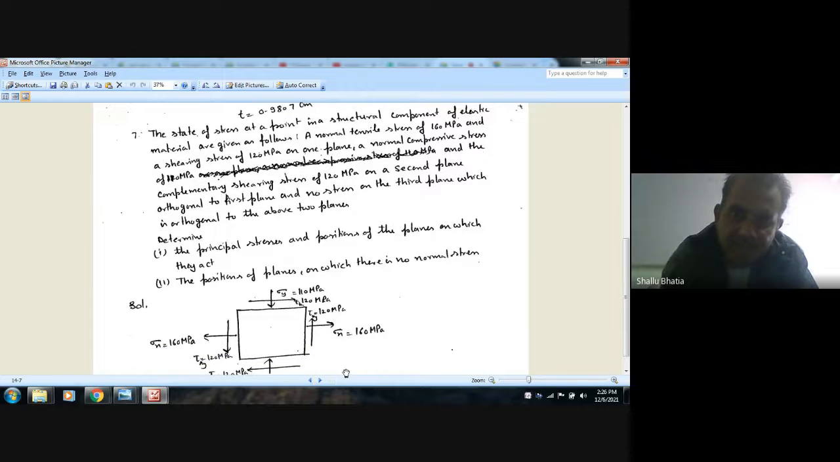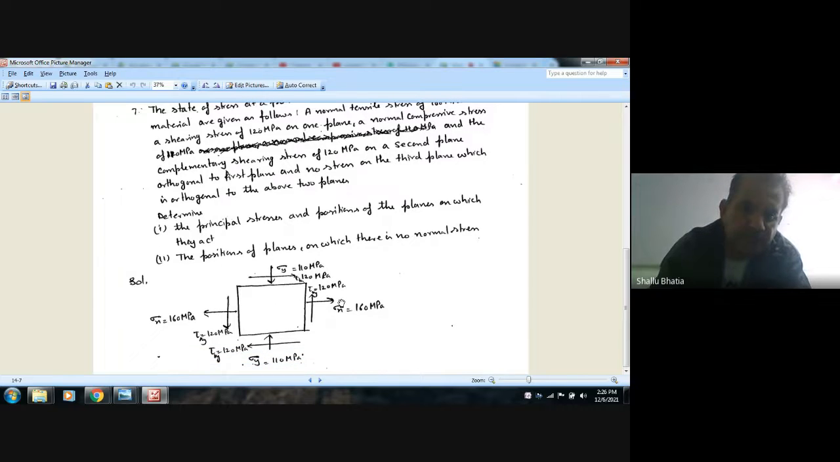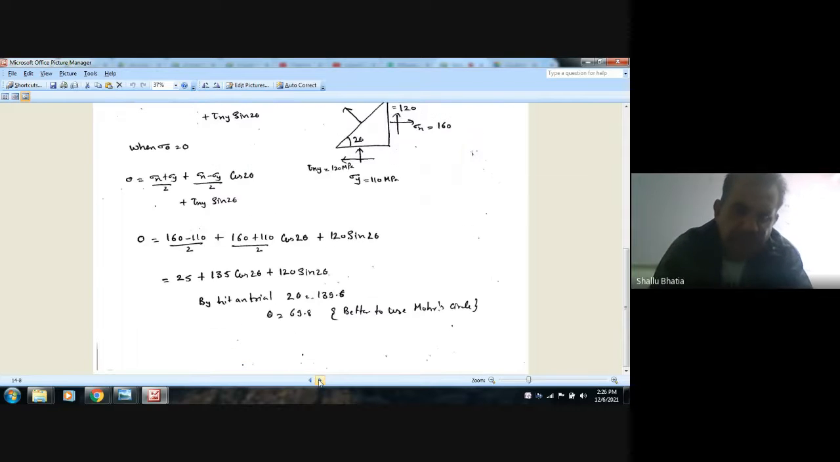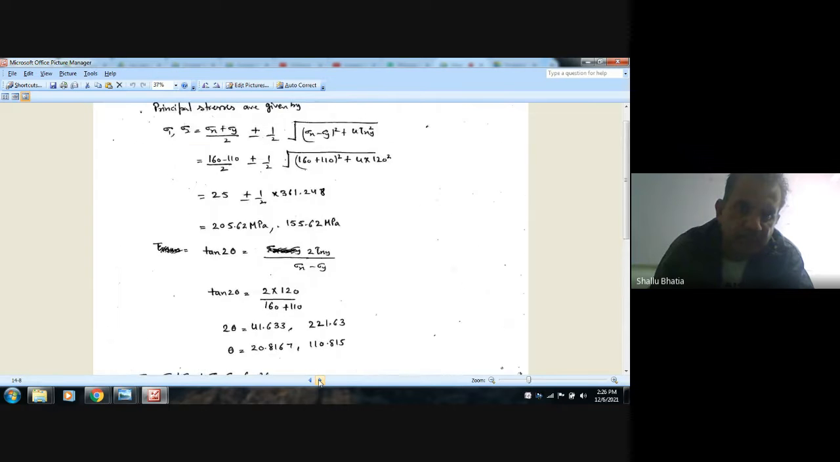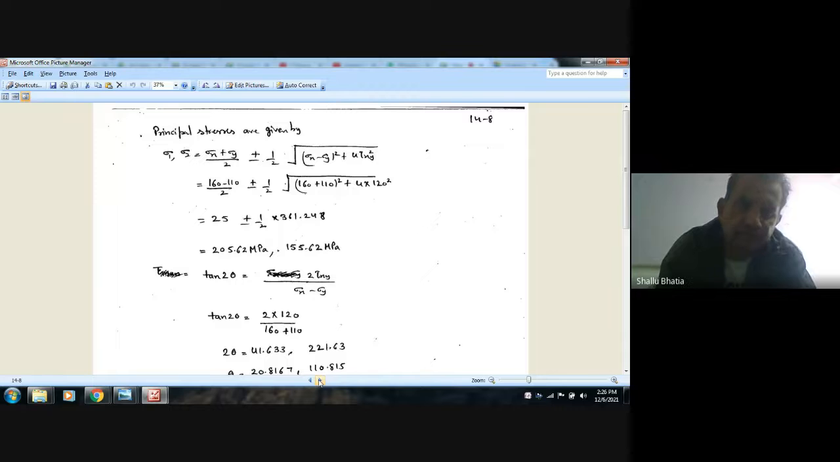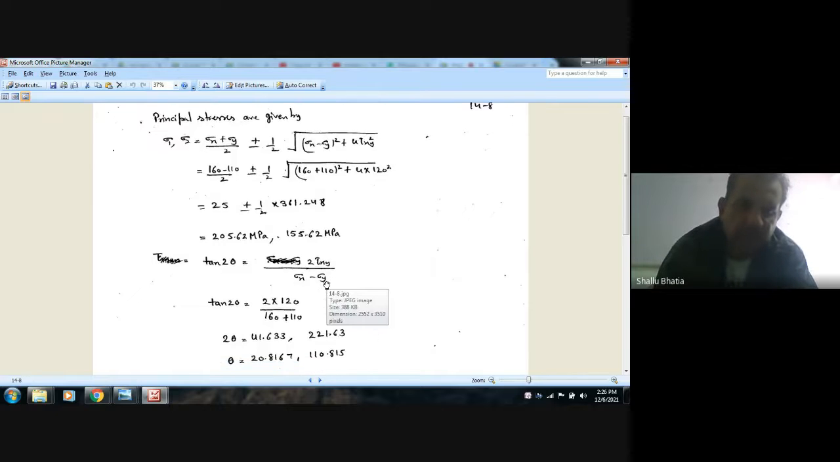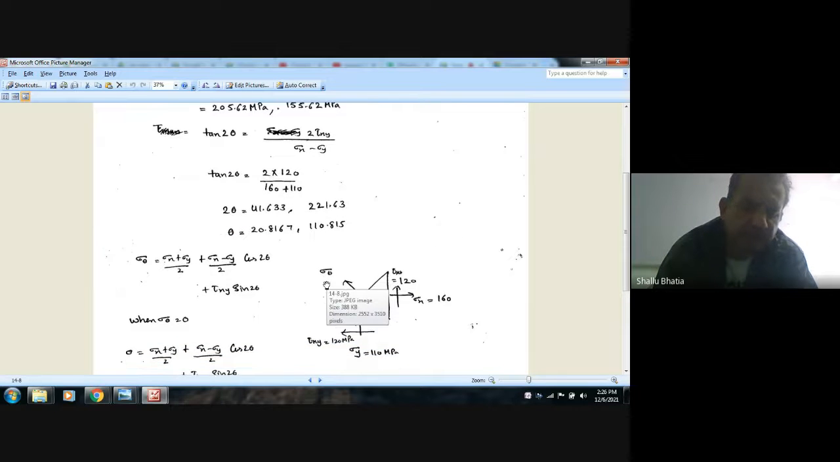So sigma x is given as 160 MPa. Shearing stress is 120 MPa. Another is a normal compressive stress of 110 MPa, and this is 120 MPa. So using the direct formula, you can calculate sigma 1 and sigma 2. This is the formula that we have used so many times, and this is the formula for the principal planes.